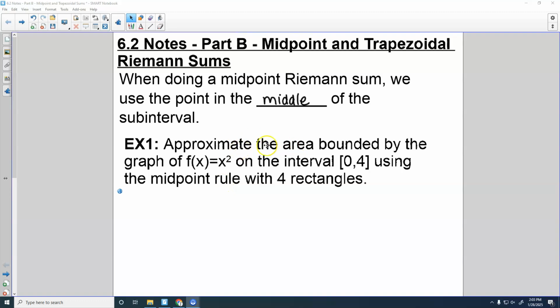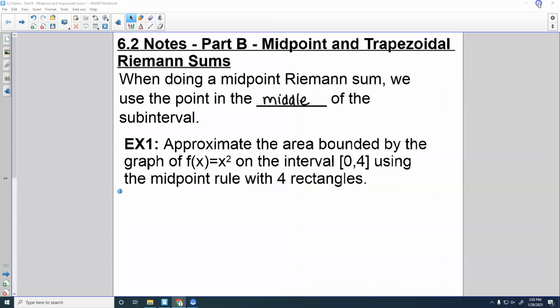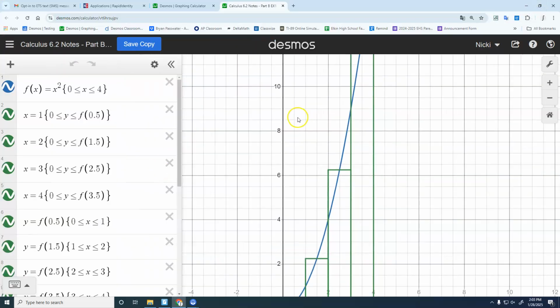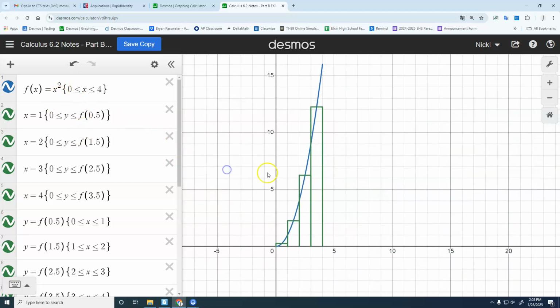Okay, it asks us to approximate the area bounded by the graph of f of x equals x squared on the interval from 0 to 4 using the midpoint rule with 4 rectangles. So, in this graph that we're looking at here, zoom back out a little bit. I have just graphed x squared from 0 to 4, right? So that is the blue graph that you see here.